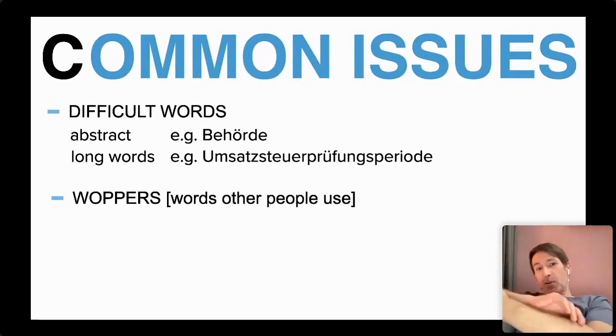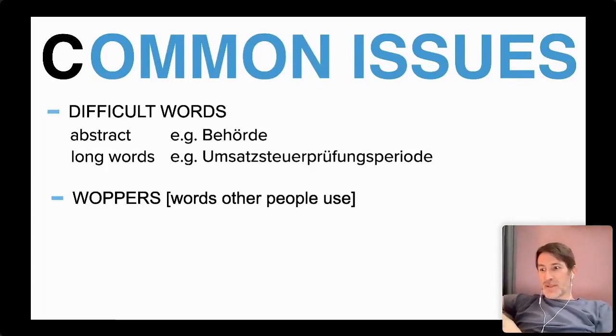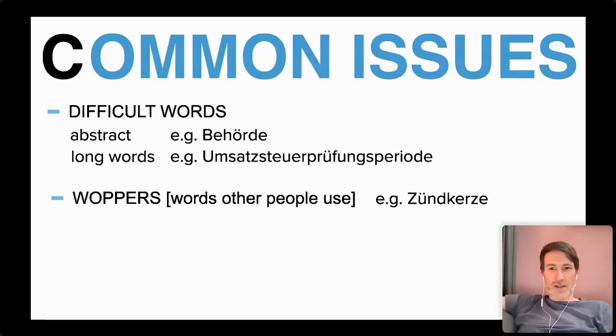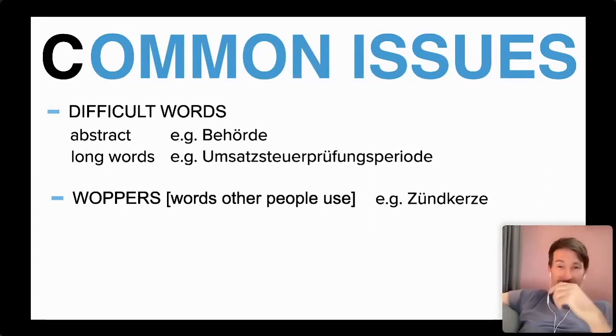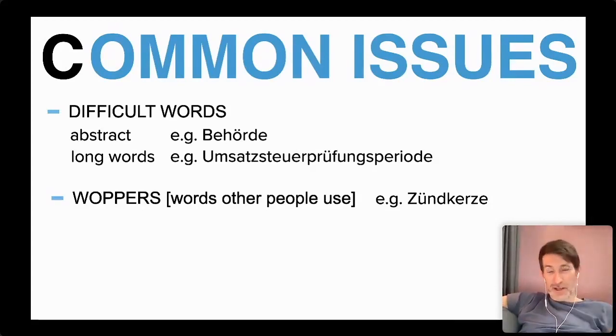Then there is something I call whoppers. That's words other people use. Words like Zündkerze. Zünd, by the way, comes from tinder. Tinder in German is Zünder. So tinder is originally wood that you use to make fire. So Zündkerze is something that ignites something, and Kerze, Kerzenlicht, candlelight dinner. So it's an ignition plug. Yeah, it's an ignition candle.